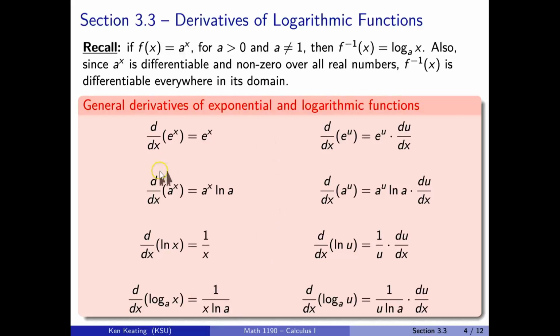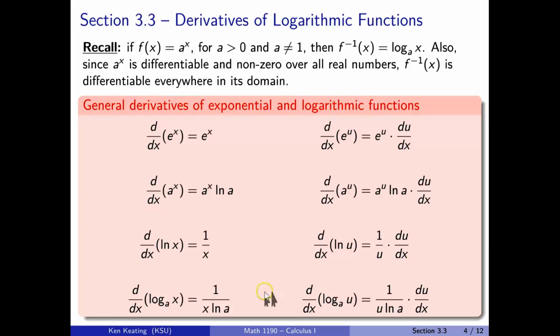We said the derivative of e to the x was e to the x. Its chain rule counterpart said the derivative of e to a function is e to the function times the derivative of the function. Well, the same will apply for our logarithmic functions. The derivative of ln x is 1 over x, so the derivative of ln of a function is 1 over the function times the derivative of the function.